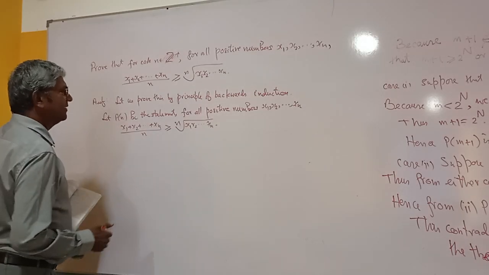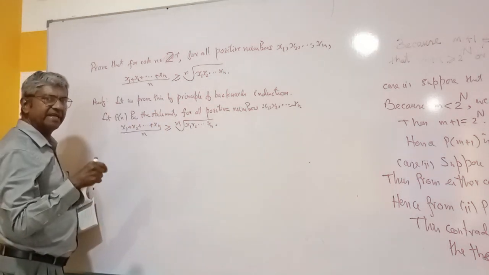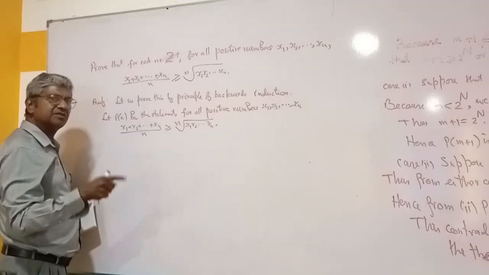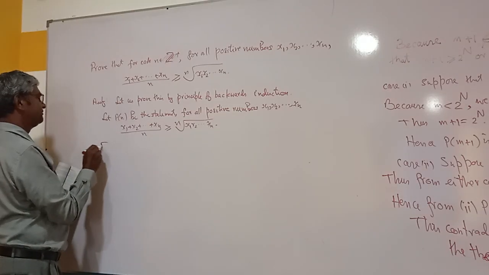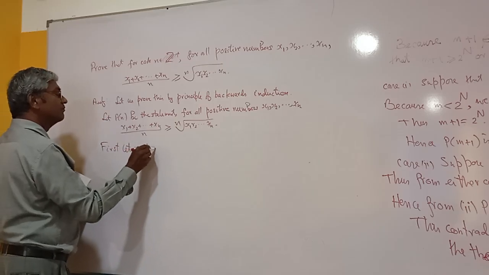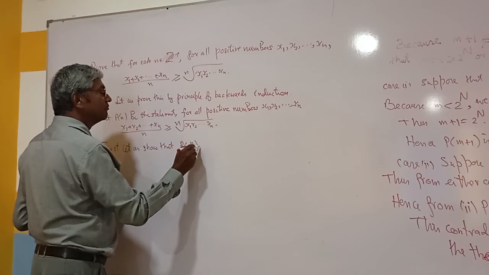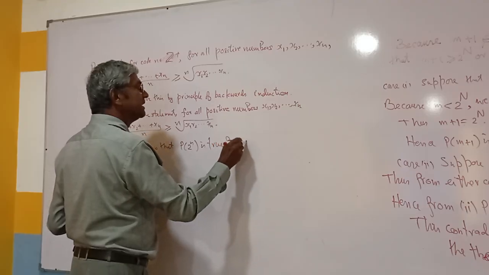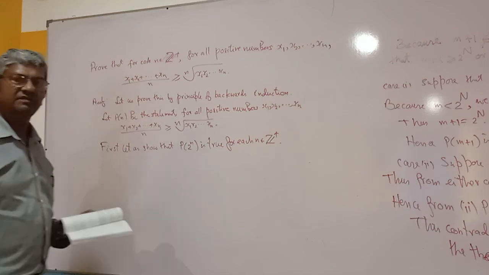Okay. First, if we are going to use the backward induction, we have to first prove P of 2 to the n is true for all n. Then we have to prove for all n, if Pn plus 1 is true, then Pn is true. Right? So I say first let us show that P of 2 to the n is true for each n belongs to Z plus, which is what we want to prove first.